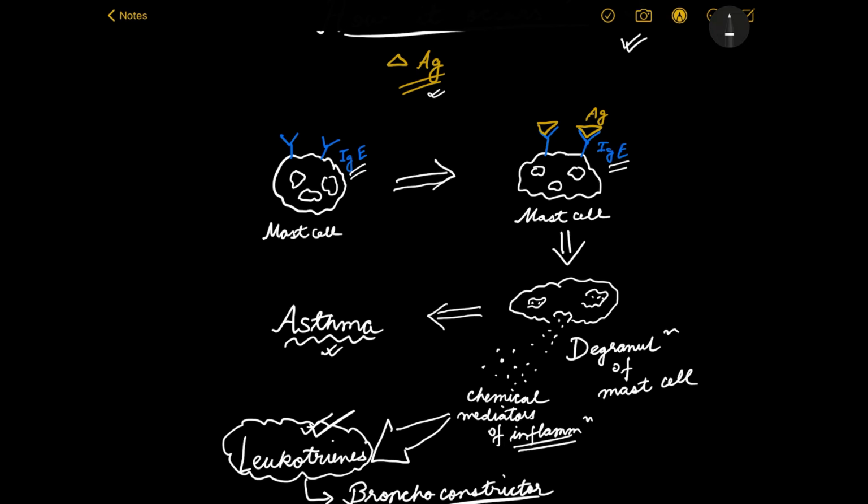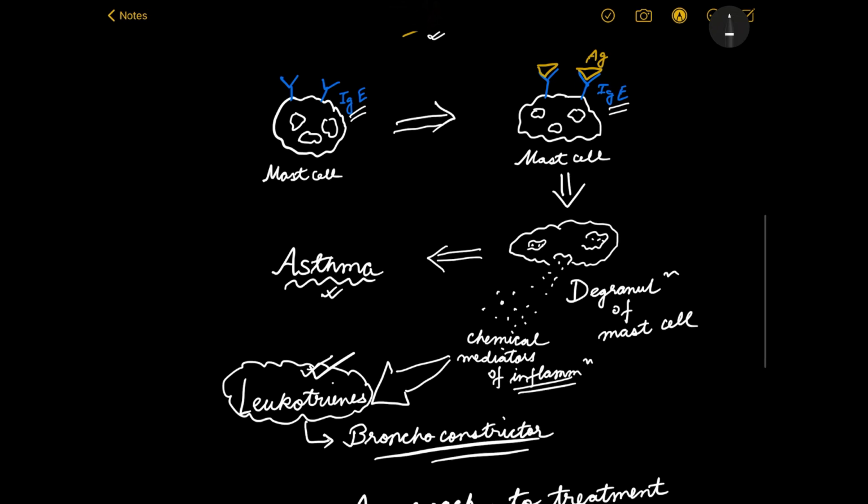Then again, I can also make drugs which are going to prevent the degranulation of mast cells by making the mast cells strong enough so that they will not degranulate easily. That would also help in treating asthma.